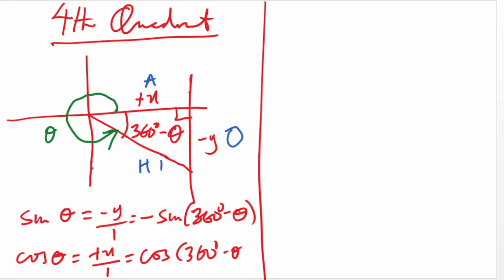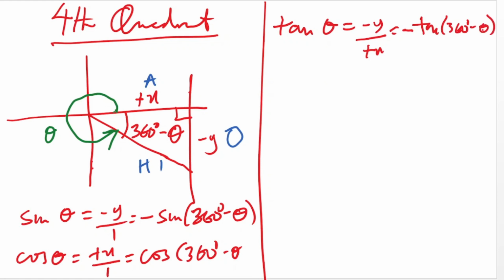Then for toa, that is tan theta, which is opposite, minus y, over adjacent, plus x. So this will also be minus tan of 360 degrees minus theta. I hope this is very clear.